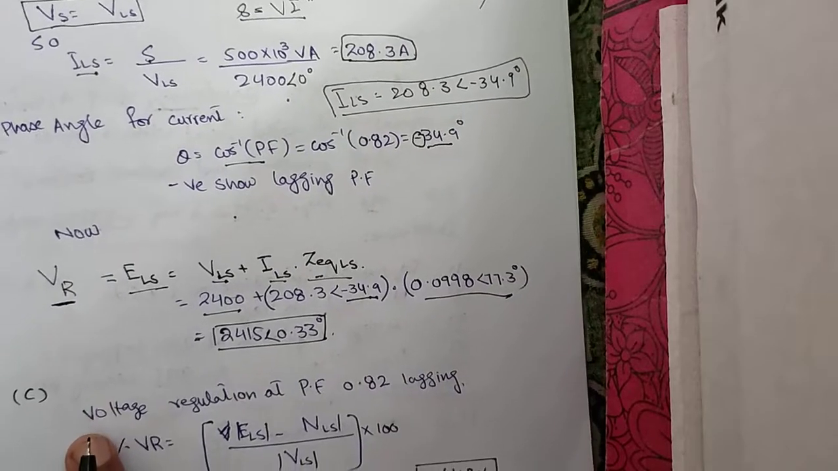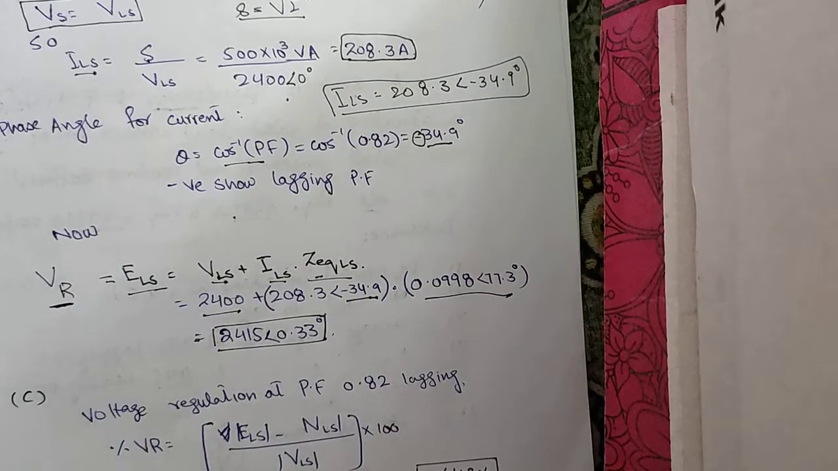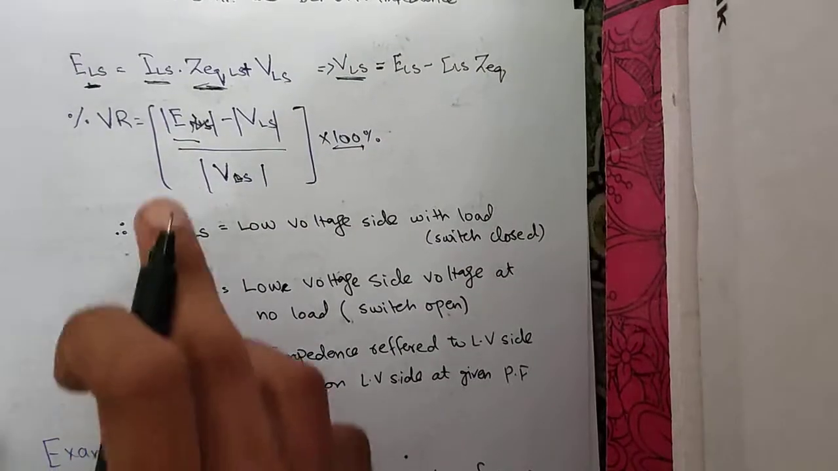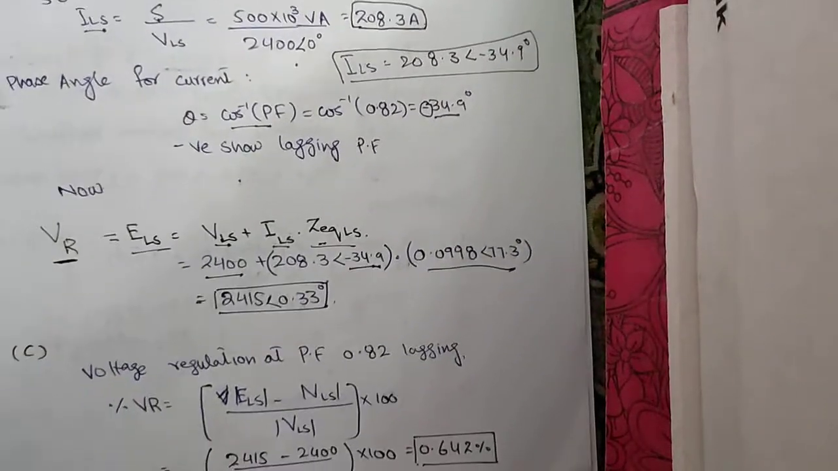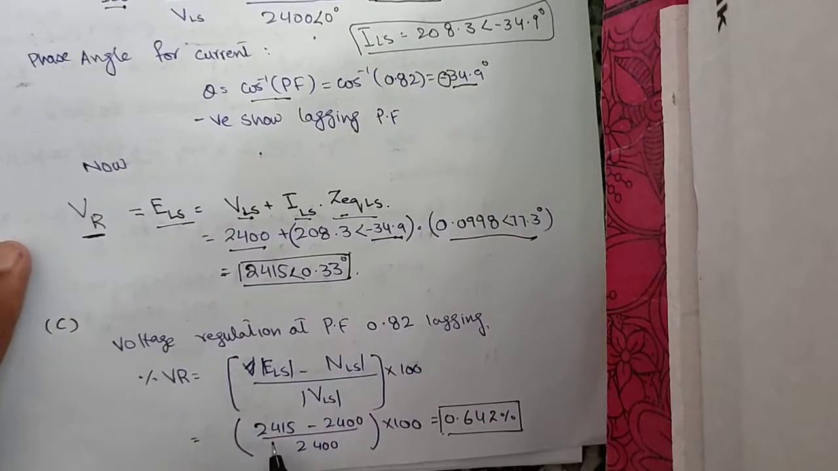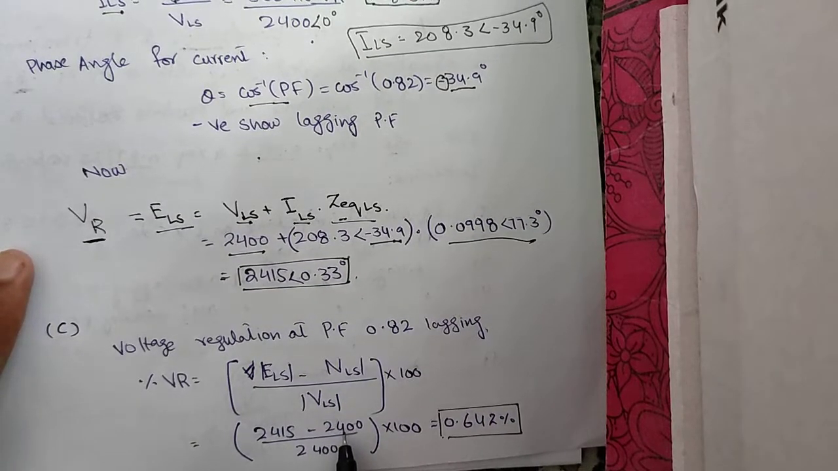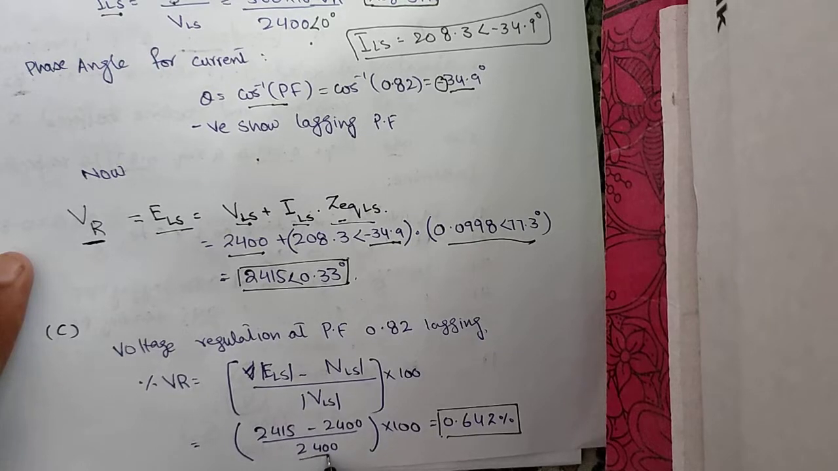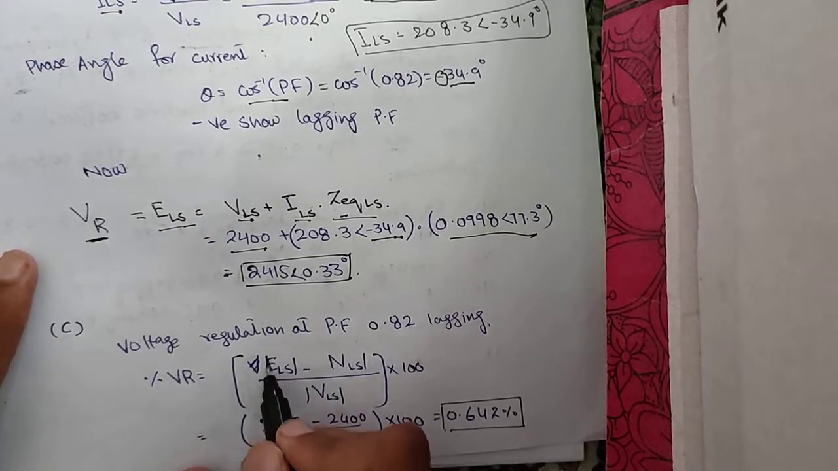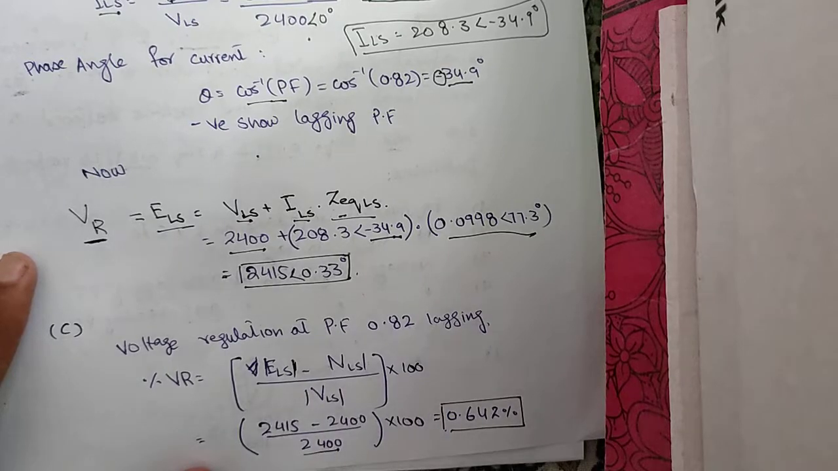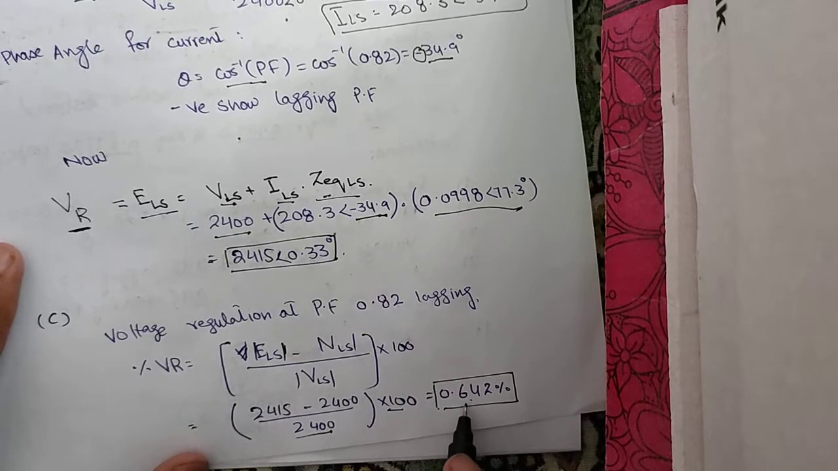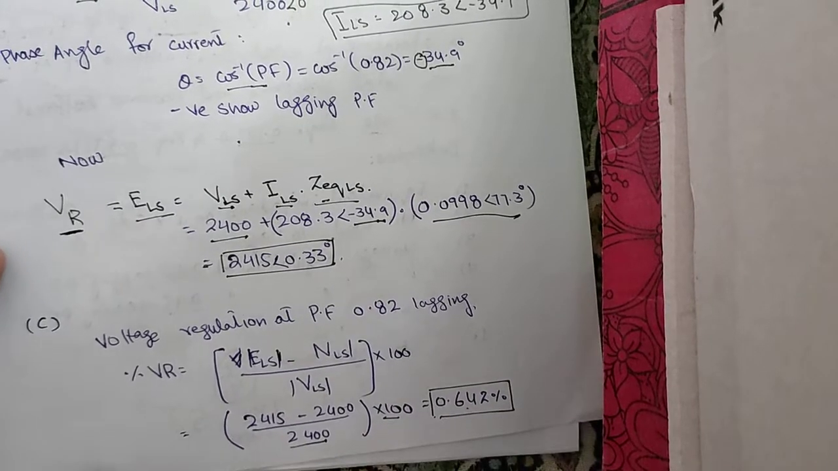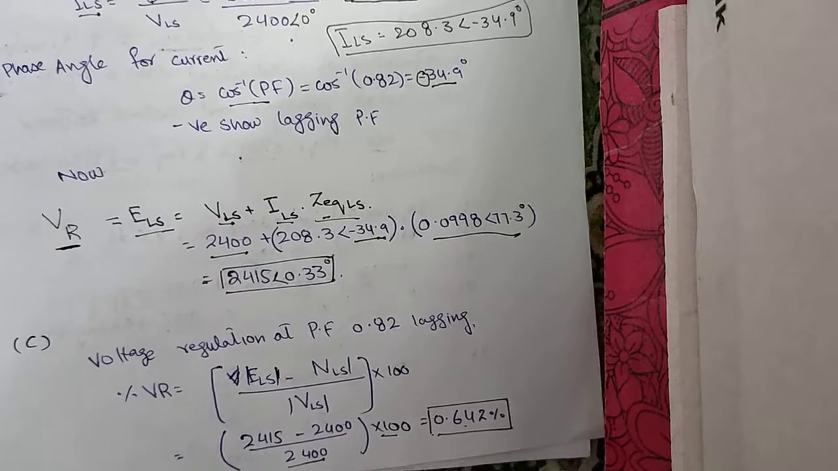Now, for calculating voltage regulation, use the formula discussed over here. You have been given ELS, you have calculated VLS. Now you are able to find the voltage regulation, which will become 2415 minus 2400 divided by 2400. Here you are using just the magnitude of voltages, multiplied by 100, which will give us a voltage regulation of 0.642%, which is quite a good voltage regulation.